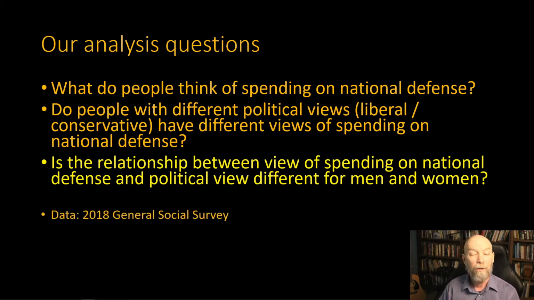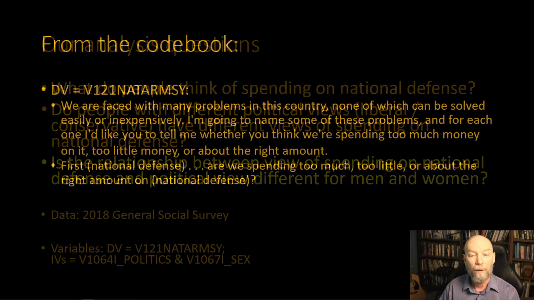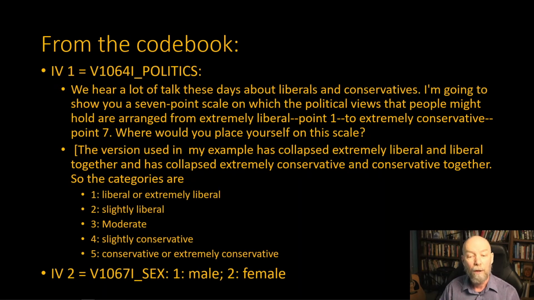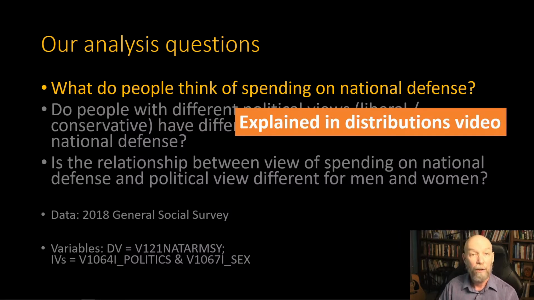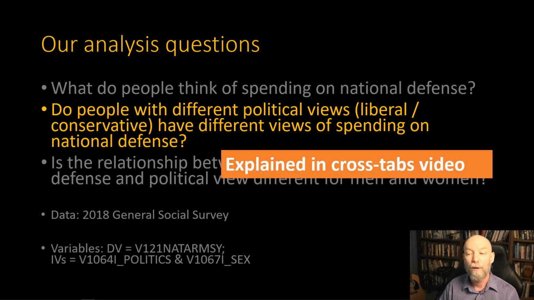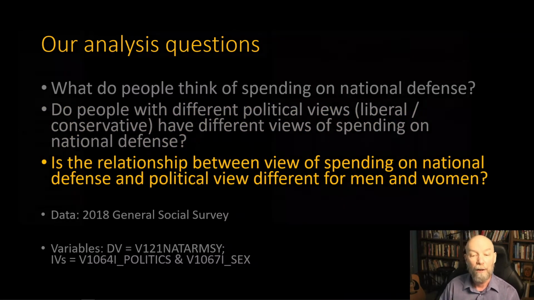We're going to continue to use the same data set and the same variables that have been used in the previous videos, so you're probably already familiar with them. I'm going to just flash these slides that show the codebook information, but all of this has been presented previously in the other videos. Okay, so what do people think of spending on national defense was answered. How do you do this? Why do you choose the tool you do? How do you make sense of your answer in the distributions video? Do people with different political views have different views on spending on national defense was answered in the crosstabs video. And now we're looking at, is the relationship between view of spending on national defense and political view different for men than it is for women?